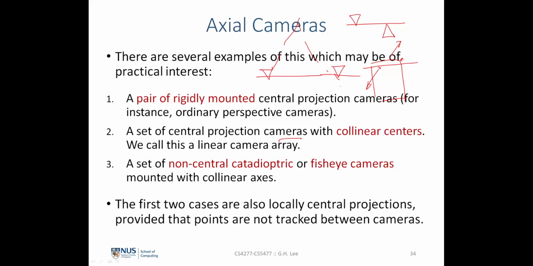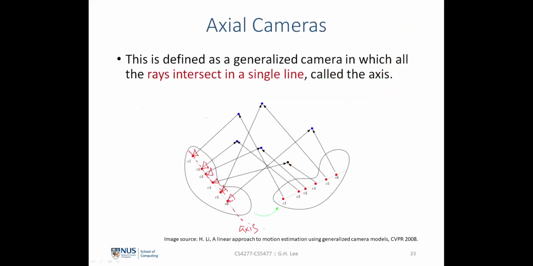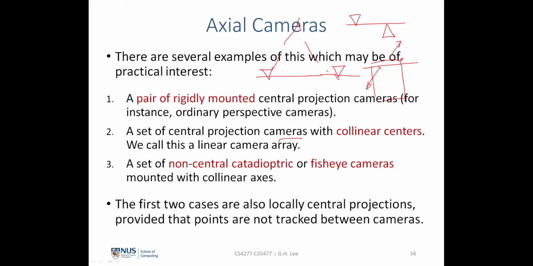Another case would be a set of central cameras with a collinear center, and this is what I have shown earlier on, where we can see that there's a set of central cameras, a multi-camera system setup with a set of cameras where all the centers of these cameras sit on a straight line, the axis over here. So in this case, it would also be an axial camera, and in the third case, it would be a set of non-central catadioptric cameras or fisheye cameras mounted with collinear axis.